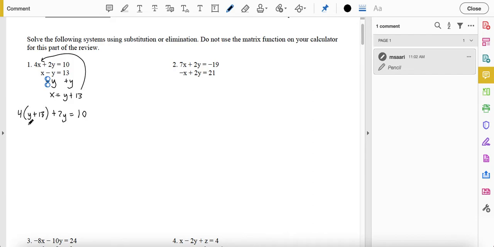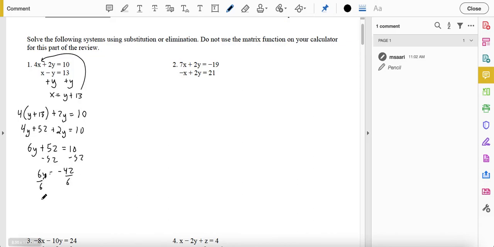Distributing this 4 into y plus 13, you get 4y plus 52 plus 2y equals 10. Combine like terms with 4y and 2y, we get 6y plus 52 equals 10. Subtract 52. 6y equals negative 42. And now I divide by 6, and I get y equals negative 7.